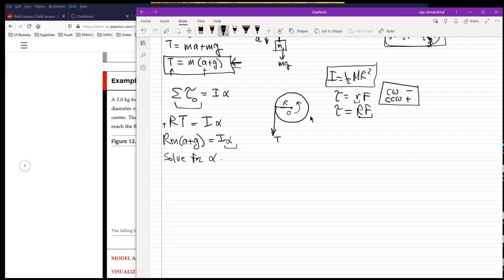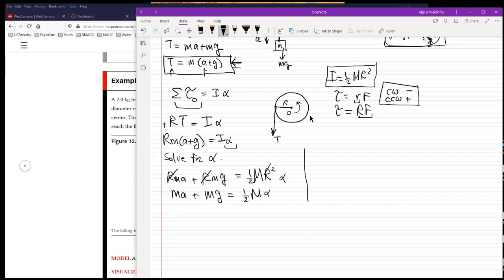Okay, let's see. So it's going to be RMA plus RMG equals 1/2 big M R squared alpha, okay? So this R cancels out, just go like this, better. All right, let me write it down again. I'm going to show you something interesting here. MA plus MG equals 1/2 big M alpha, okay?